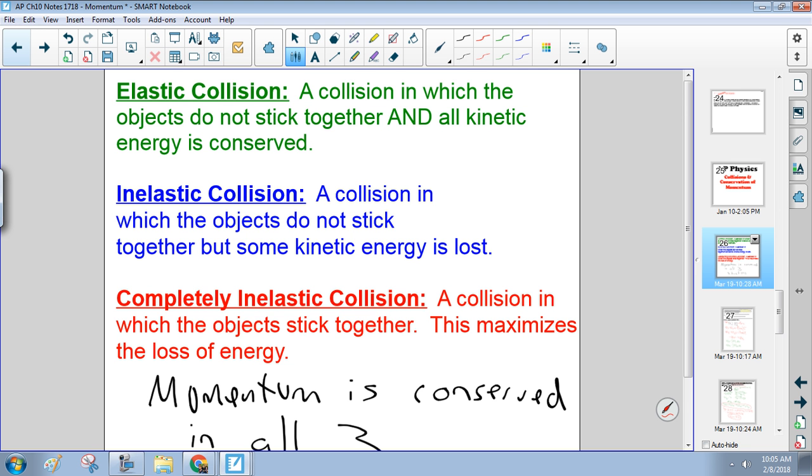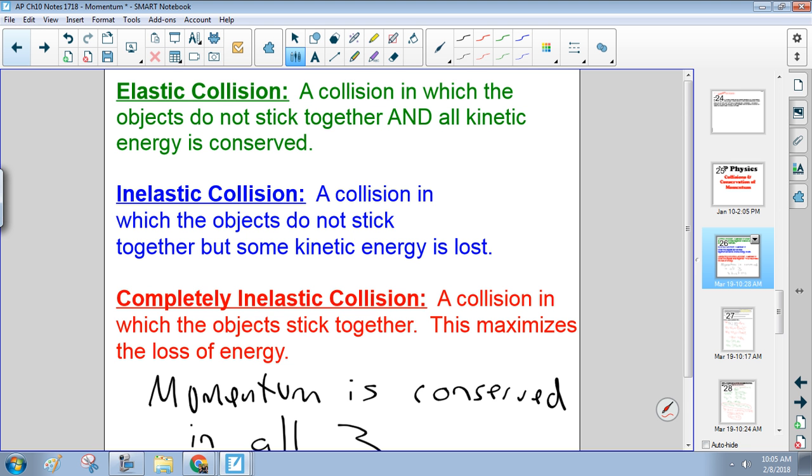What would be true about their final velocities if they stick together, you guys? Be the same. They'd be the same. Do the two objects have the same final velocity? No. No. So it is not completely inelastic. All right? So now we just have to decide if it's elastic or inelastic.